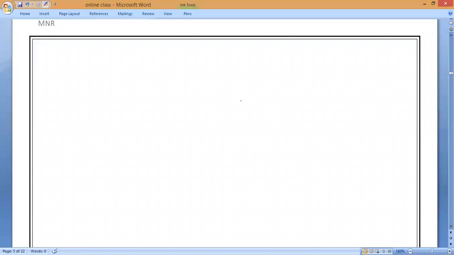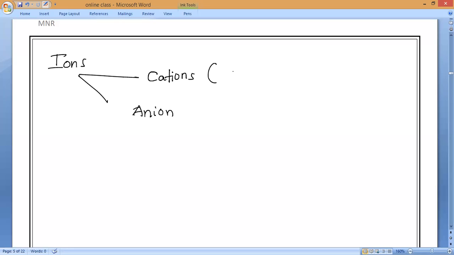As we know, in the last class I taught you ions. Can anybody tell me what types of ions we have? We have two kinds of ions. One is cations, and another one is called anions. Once again, remember: cations means positive charge and anions means negative charge.